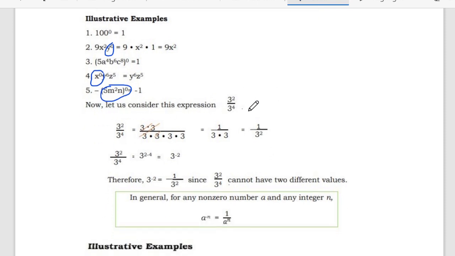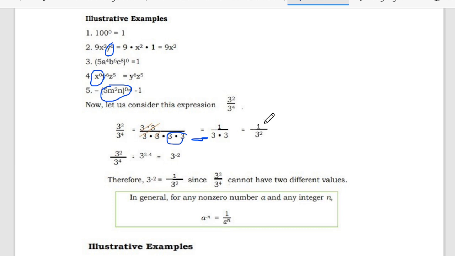So let us consider this expression. If you're going to expand, this will become 3 times 3, and the denominator is 3 times 3 times 3 times 3. So cancelling or dividing, 3 divided by 3 is 1, another 3 divided by 3 is another 1. Since the answer is 1, 1 times 1 is 1, and there is still 3 times 3 left. That is this one. Okay, so 3 times 3 is 3 squared in exponential form.